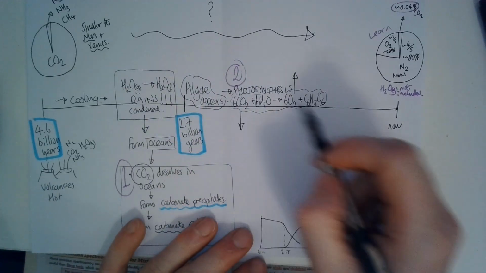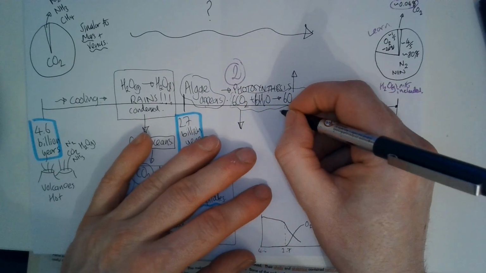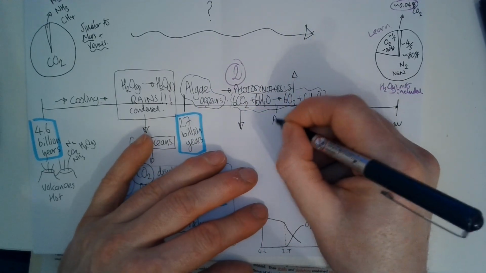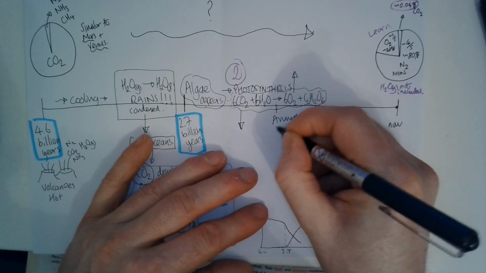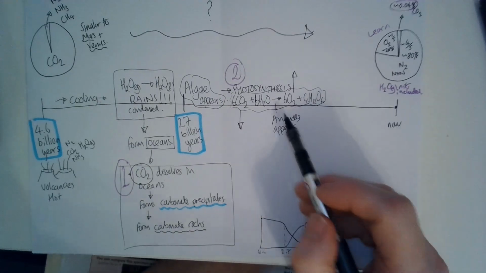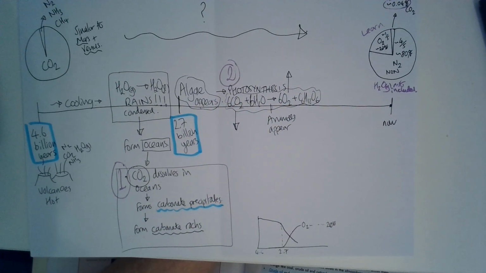Later on, around this sort of period, once we've got a lot of oxygen, so somewhere on this timeline, and I'm not going to commit to where, but somewhere down this direction, animals appear because there's now enough oxygen on Earth. Animals cannot appear until plants have made the oxygen for us.